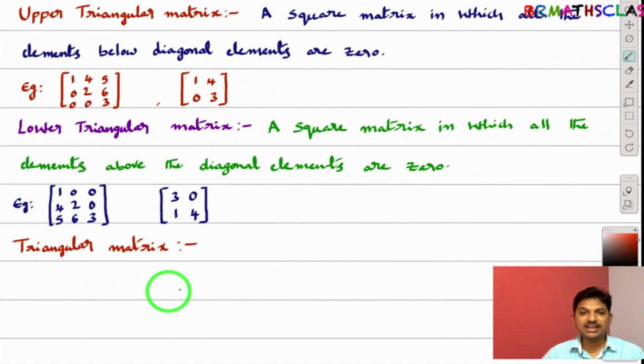3, 4 are the diagonal elements. You observe here all the elements above the diagonal are 0 or not? Yes, so it is a lower triangular matrix. You can observe here these numbers form a triangle. That's why this is known as lower triangular matrix.